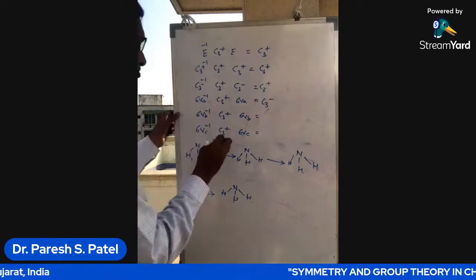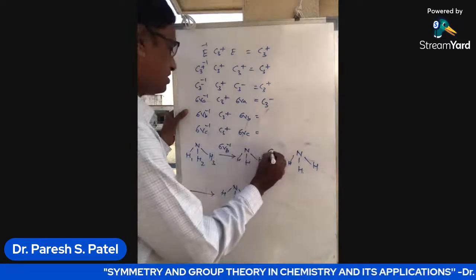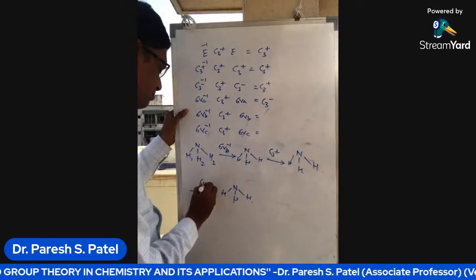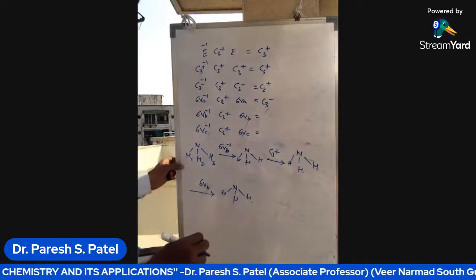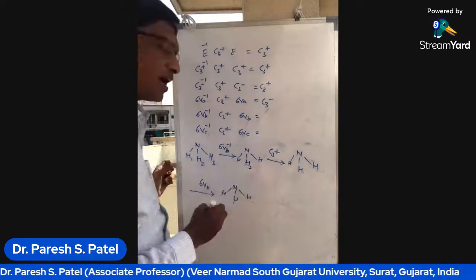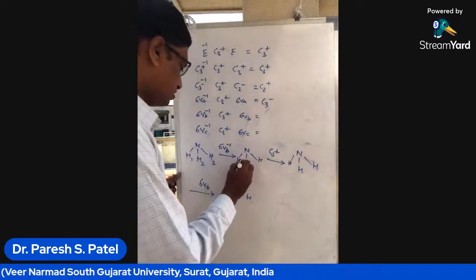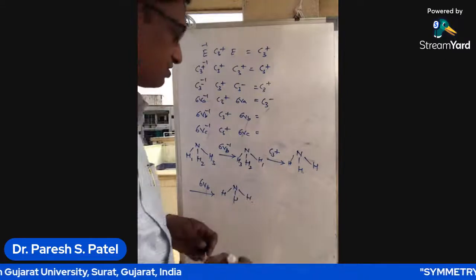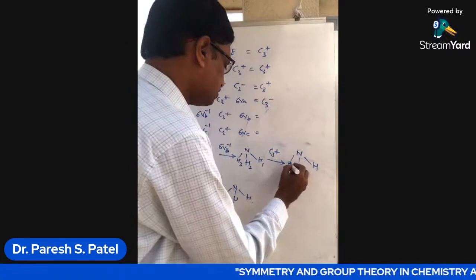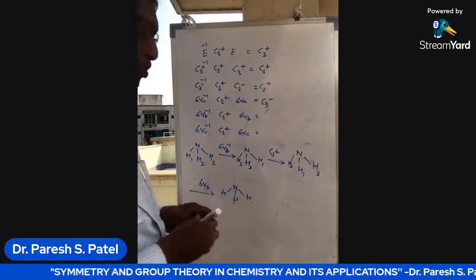Next one is sigma Vb inverse, C3 plus and sigma Vb. So see, if we operate sigma Vb symmetry operation on the ammonia molecule, position of the hydrogen remains as it is, there is no change, and 3 and 1 are interchanged. Now if we operate C3 plus, then what will happen? 1, 2 and 3. Now this is the rotation followed by the reflections.